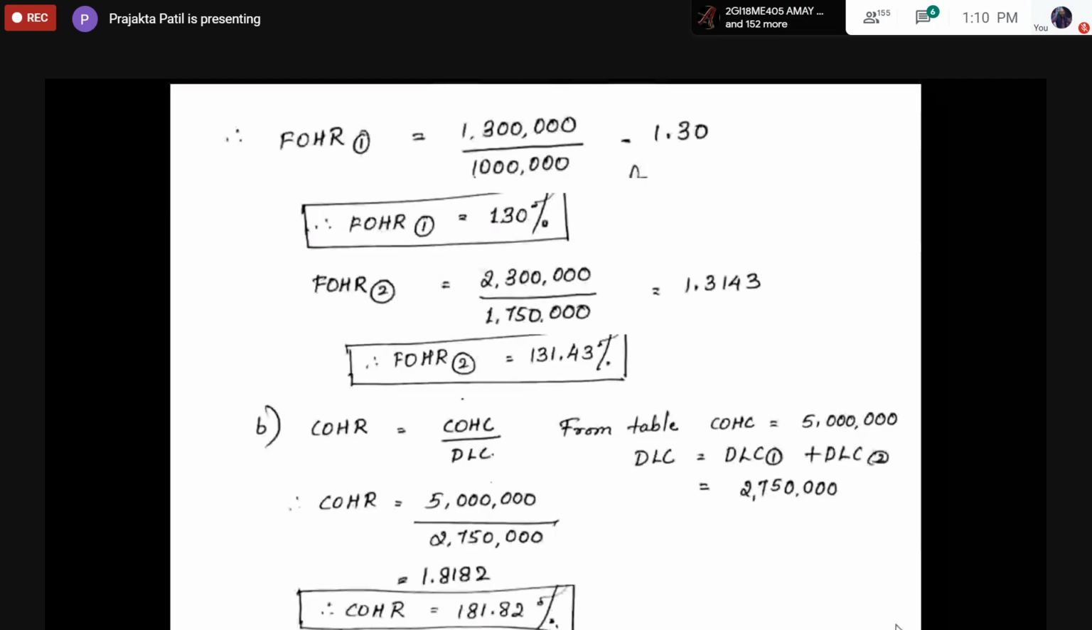Any doubts in understanding this problem? Very simple. This is one of the unsolved problems; just the way we solved the previous problem, we have to solve this. Only understand one thing: when it comes to corporate overhead rate, the direct labor cost has to be added with respect to the number of plants that are there. Now we have 2 plants, so we have added the direct labor cost of plant 1 and 2. If there are 3 plants, it will be 1, 2, 3, and so on. If there's only 1 plant, you take only that 1 plant.